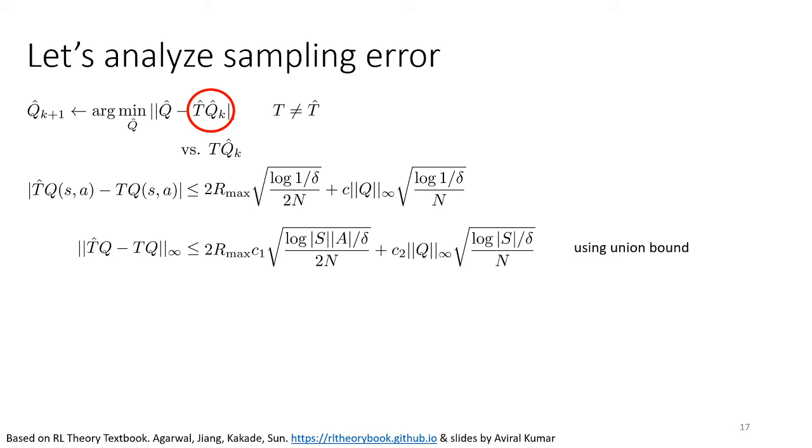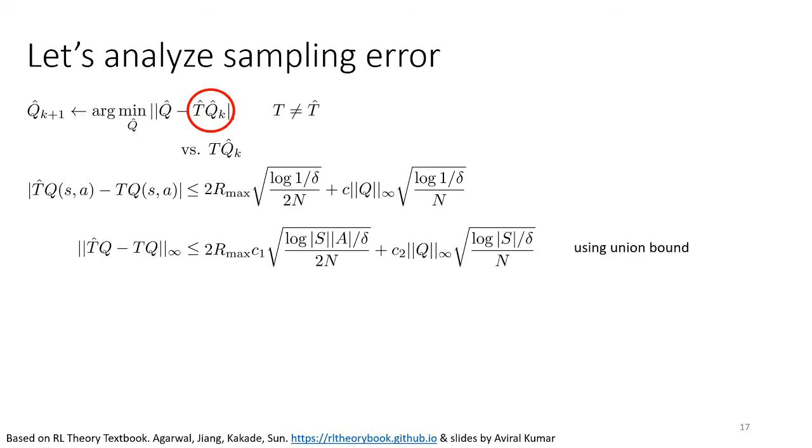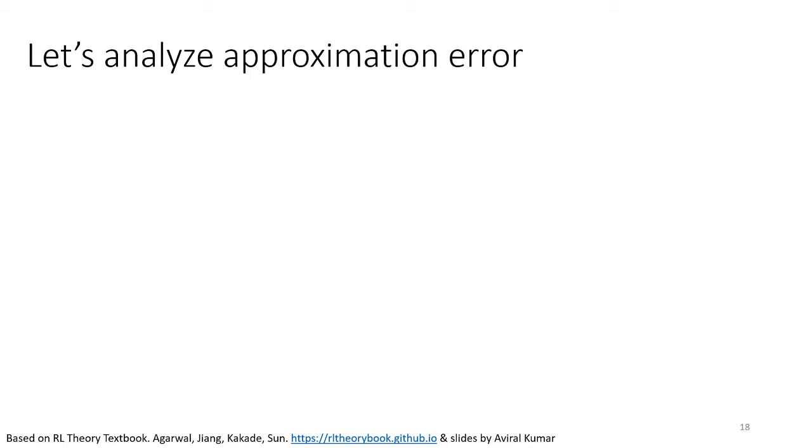Remember, the reason that we need to use the union bound is that these inequalities all hold with probability 1 minus delta. So if you have n different events, then you need to bound the probability of all of those events happening, and that's what the union bound does. Okay, but you don't really have to worry about this. All this really changes is the constants. Okay, so that's sampling error.